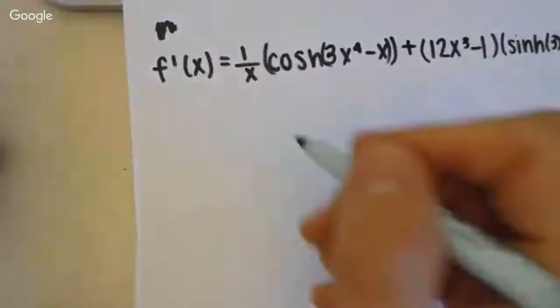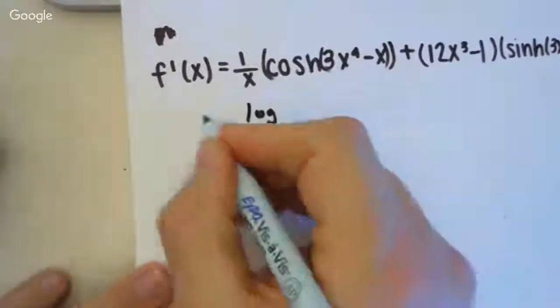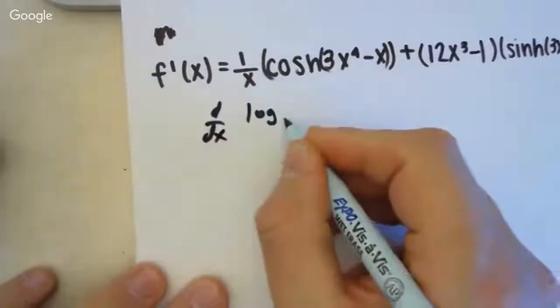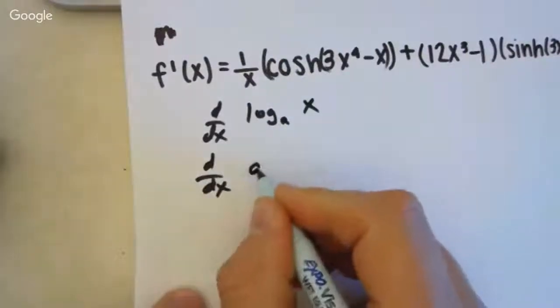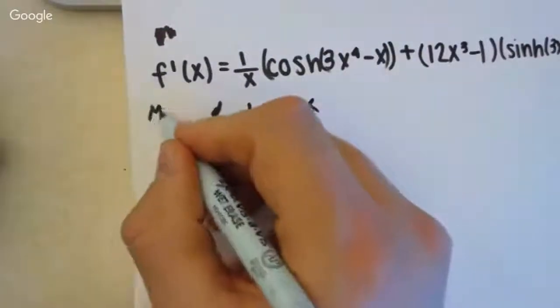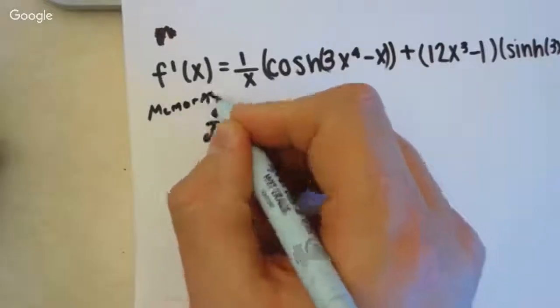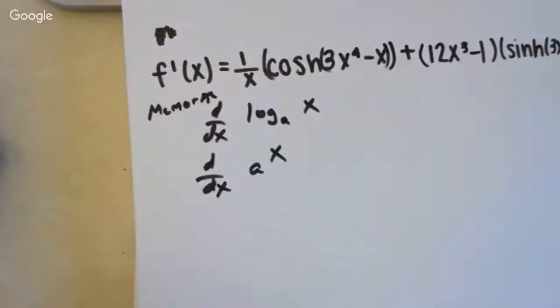Okay, what do you have to have memorized? You have to have the log. What you have to memorize for your test, because I'm not gonna lie to you, this test is largely chain rule, implicit, and memorizing all the stuff that we learned after that.